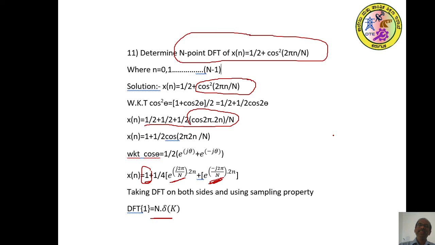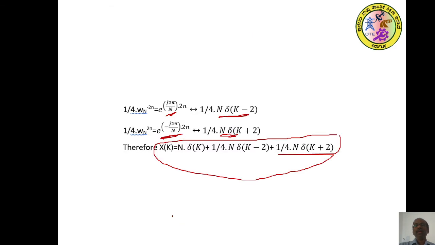Once again, remember that cos square theta must be split as 1 plus cos 2 theta by 2. Further, cos theta should be written as e power j theta plus e power minus j theta by 2. So totally you will have 3 terms. The constant 1 will have delta k. Exponential multiplication is shifting in the frequency domain. Put all these 3 answers together, that is your DFT.